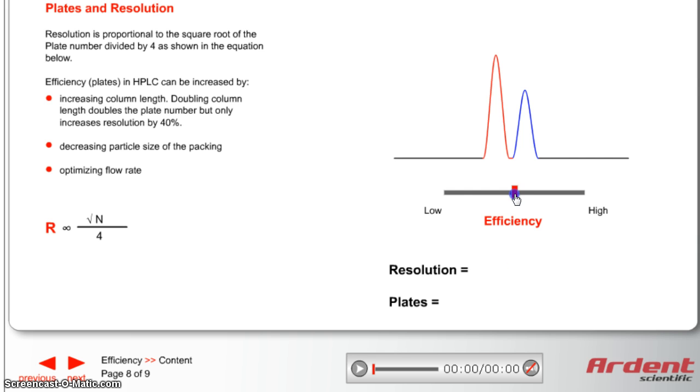thanks to Ardent, and as you can see, at a low efficiency the resolution is 0.95, and as you increase it, the resolution also increases, as do the plates, until you get high efficiency where both of the peaks are very narrow, and then you have the highest possible resolution compared to the other values. And you can also see that the plate value also increased. So with this diagram you can definitely tell that efficiency is a factor that affects resolution.